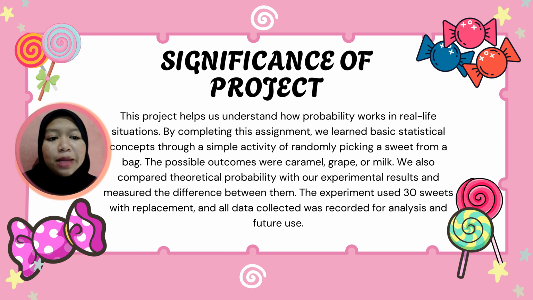This project helps us understand how probability works in real-life situations. By completing this assignment, we learn basic statistical concepts through a simple activity of randomly picking a sweet from a bag. The possible outcomes were caramel, grape, or milk. We also compare theoretical probability with our experimental result and measure the difference between them. The experiment used 30 sweets with replacement, and all data collected was recorded for analysis and future use.